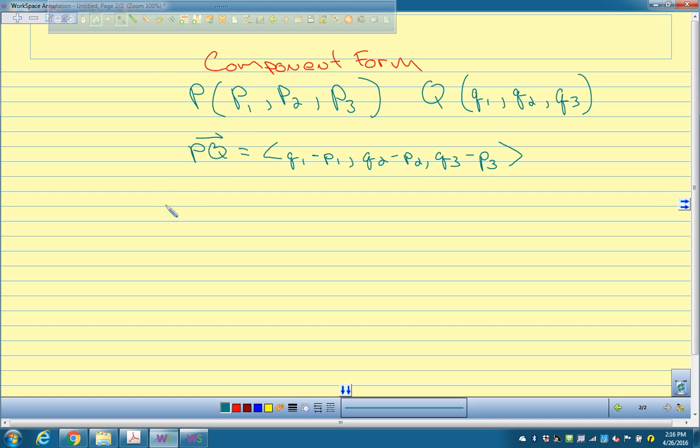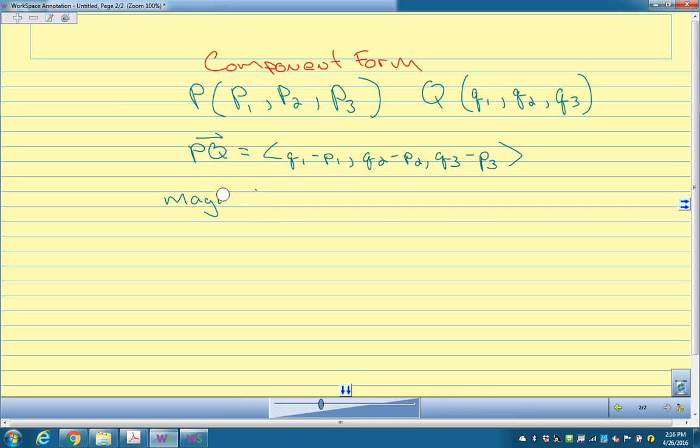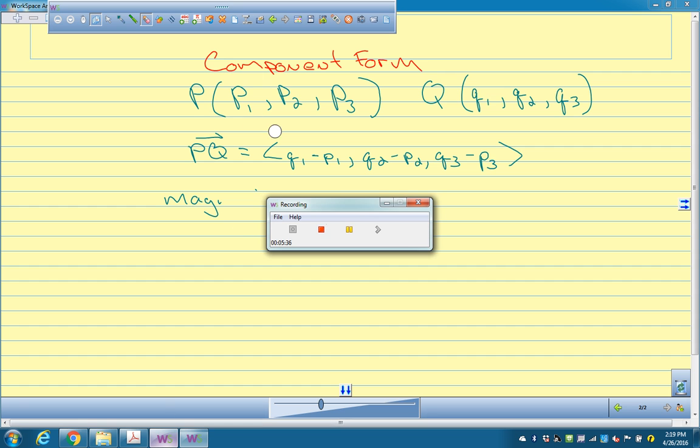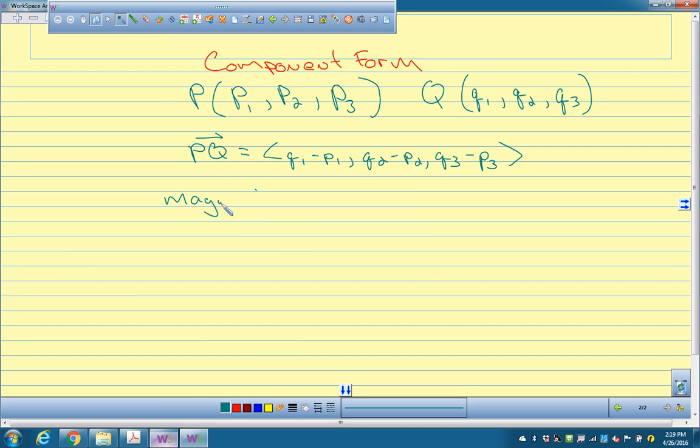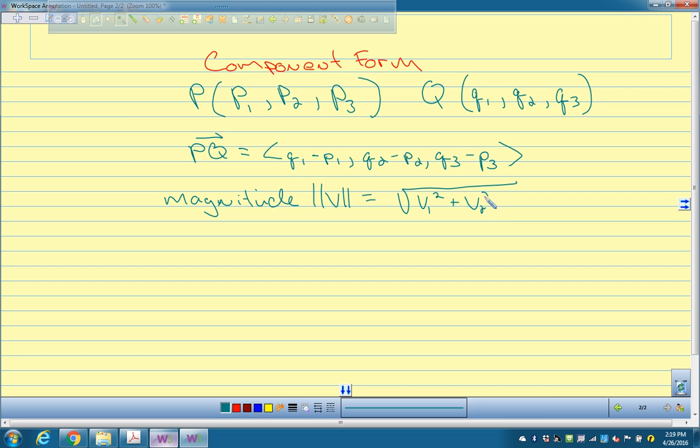Okay? The magnitude of a vector is given by this symbol, v with double bars on the ends. Do you guys remember, you just take the square root of v1 squared plus v2 squared plus v3 squared. You take each of its components, square it, and take the square root of the sum.